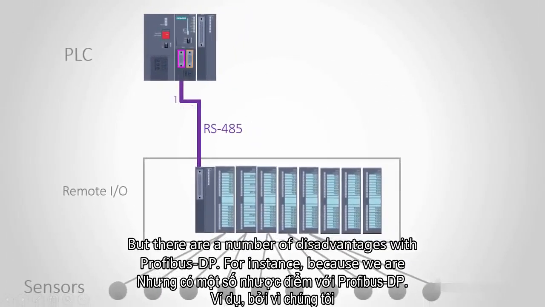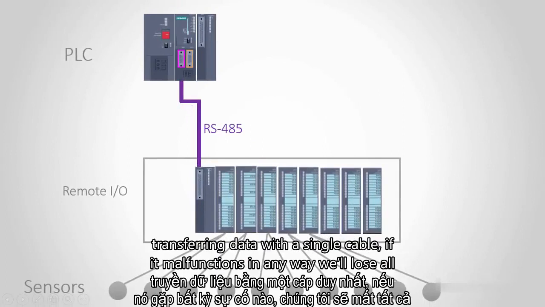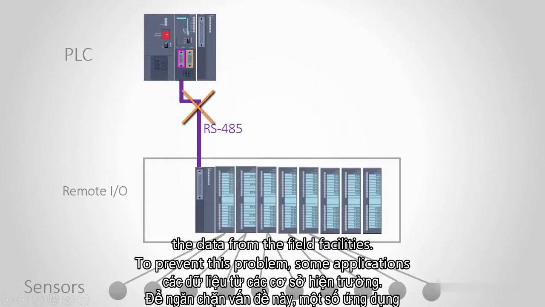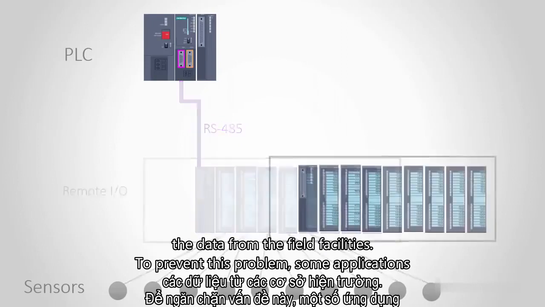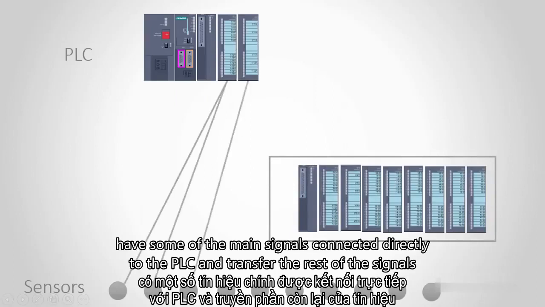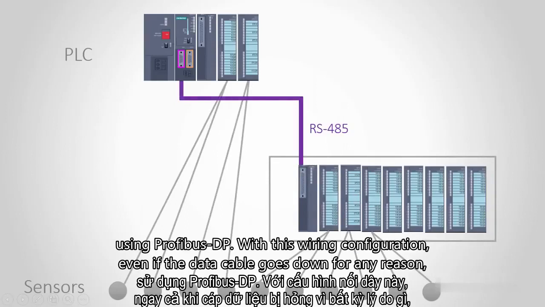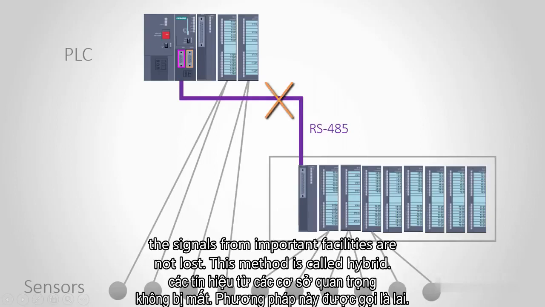But there are a number of disadvantages with Profibus DP. For instance, because we are transferring data with a single cable, if it malfunctions in any way, we'll lose all the data from the field facilities. To prevent this problem, some applications have some of the main signals connected directly to the PLC and transfer the rest of the signals using Profibus DP. With this wiring configuration, even if the data cable goes down for any reason, the signals from important facilities are not lost. This method is called hybrid.